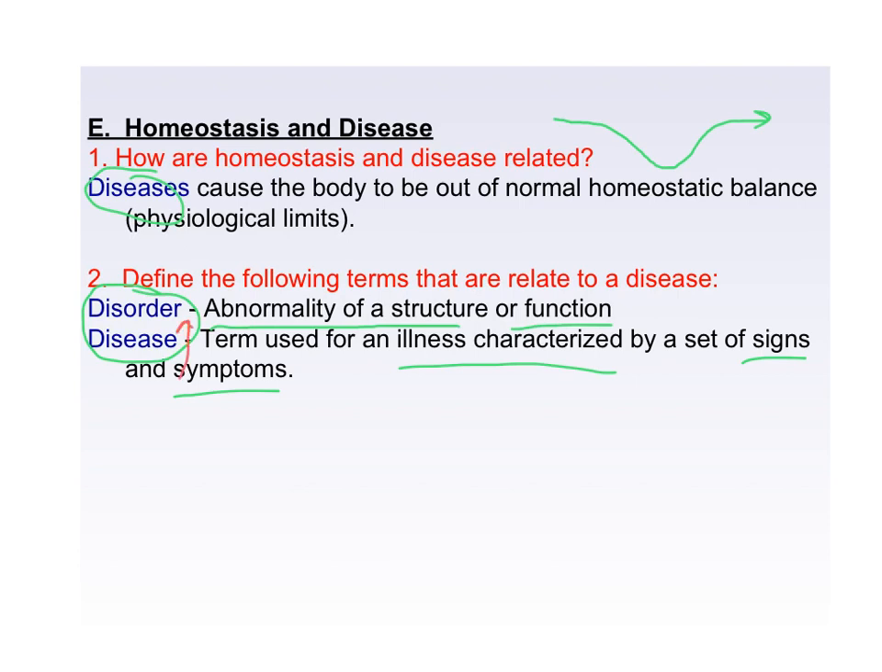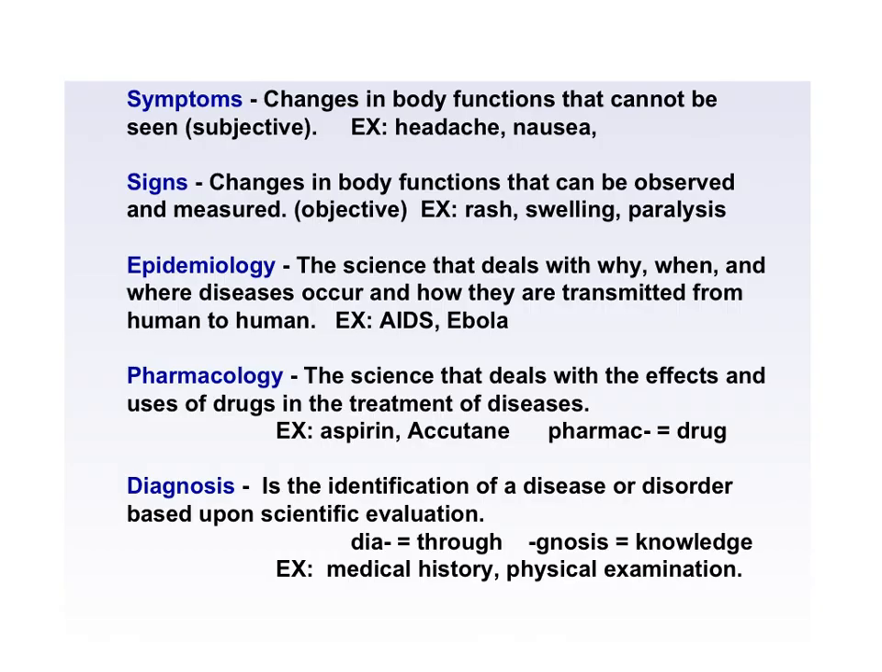Now, diseases can cause disorders. For example, if you have cardiovascular disease, problems with your heart and your blood vessels, that can cause you to have an abnormal or irregular heartbeat. The irregular heartbeat would be a disorder which was caused by the disease of cardiovascular disease.